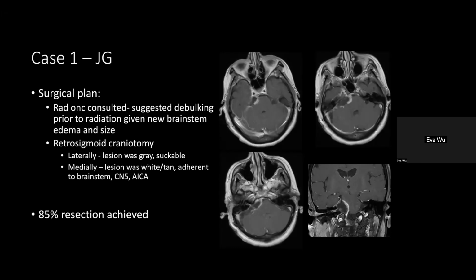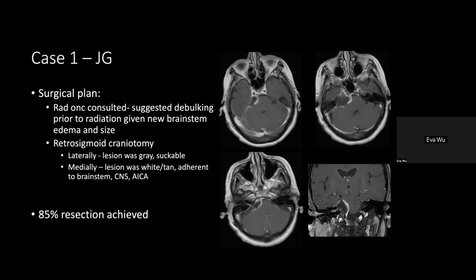Yeah, so they ended up actually being able to get all of it through the retrosig approach. We actually ended up consulting radiation oncology before, just because of her cancer history, and she wasn't that healthy of a person, and so we asked them, can you just radiate this? And so they actually ended up wanting us to debulk the lesion first before they radiated, given the new brainstem edema and the size of the lesion.